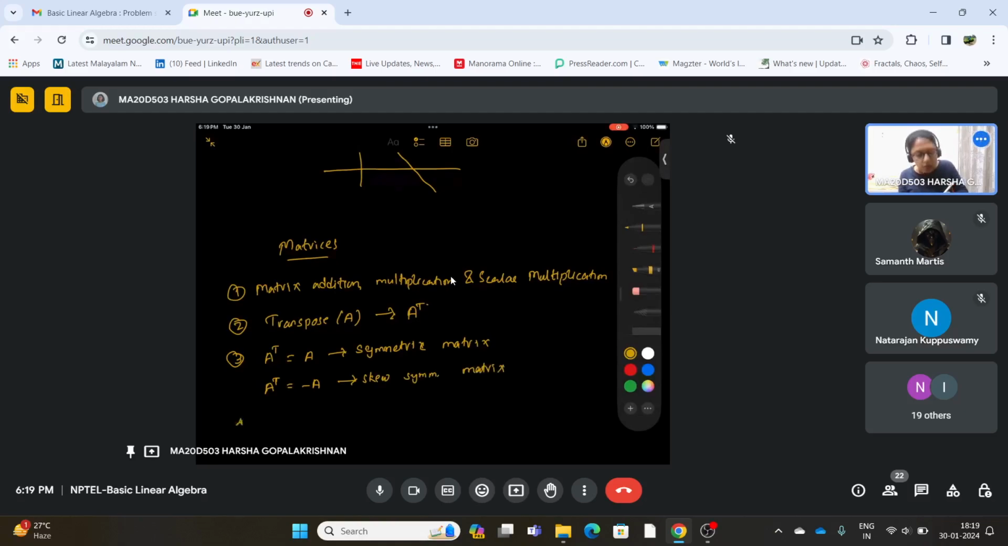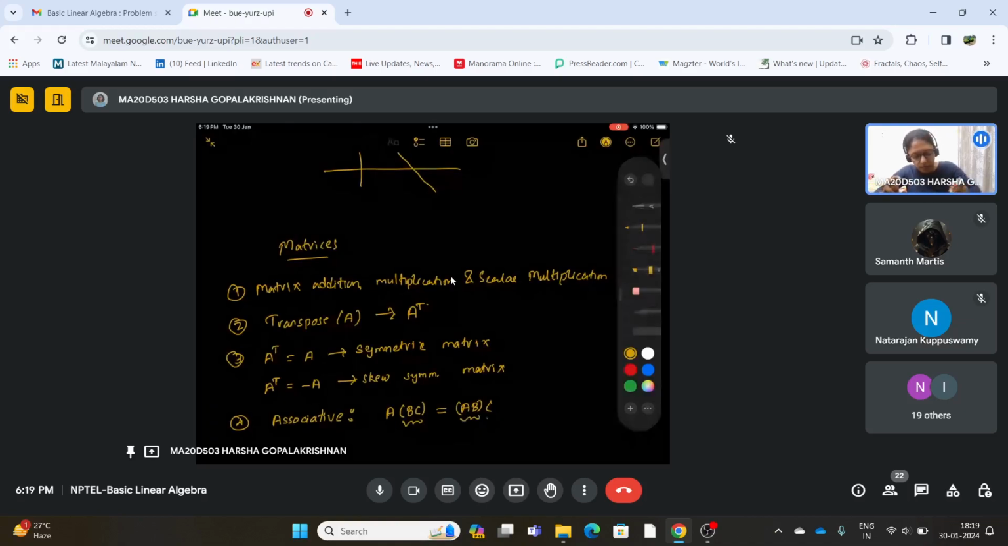Okay. Now matrix multiplication is associative. What does associative mean? If we have three matrices A, B and C, then A into BC equals AB into C. What this actually means is the order of the multiplication does not matter. First multiplying B with C and then A, this is the same as multiplying AB and then C. So this is what the associative law tells.